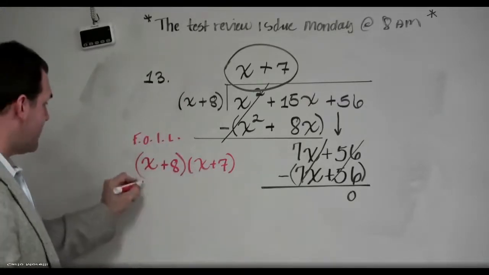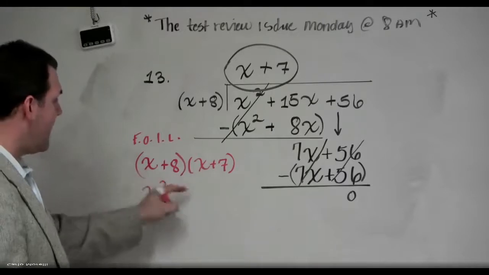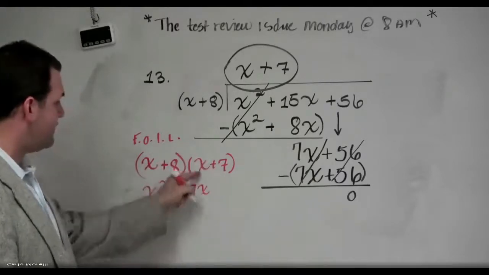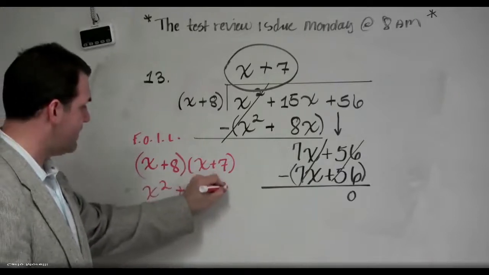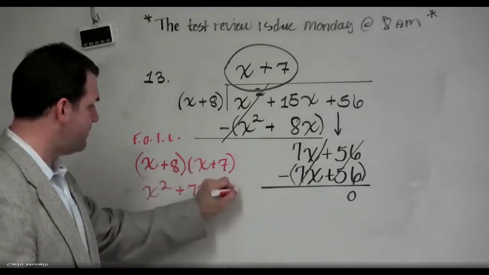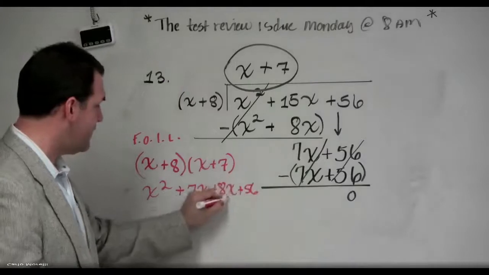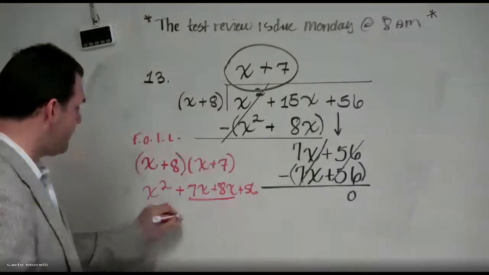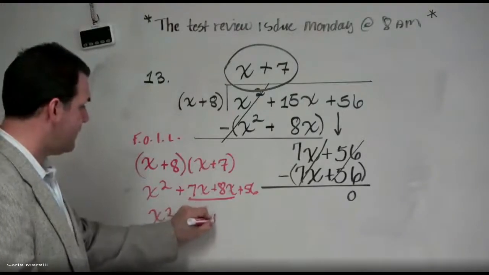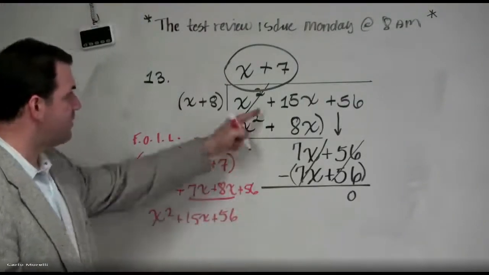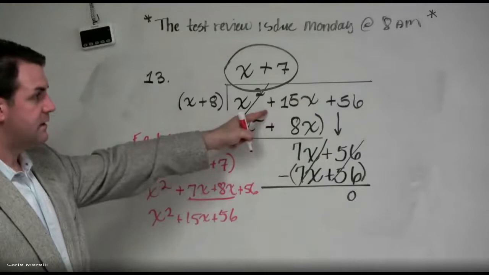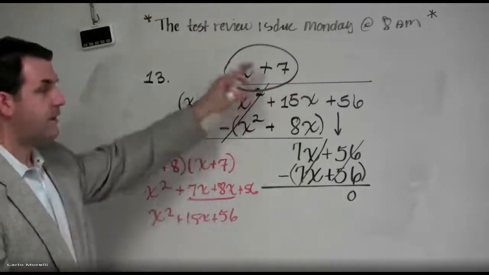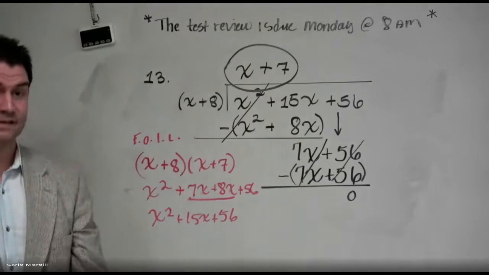First, x times x is x squared. Outer, x times 7 is plus 7x. Inner, 8 times x is plus 8x. Last, 8 times 7 is plus 56. These inner two terms always combine. So you have x squared plus 15x plus 56. This should equal your dividend. So x squared plus 15x plus 56. That confirms that x plus 7 is in fact the quotient.